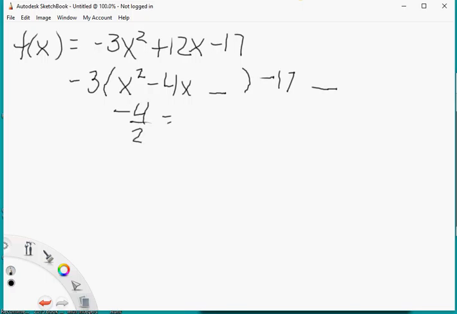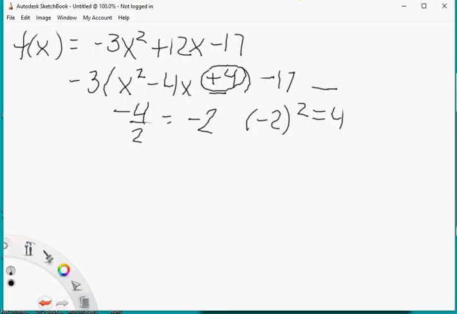And then to figure out what needs to be added to make it a perfect square, we need to add negative 2 squared to both parts of our equation. So we can see we need to add in 4 to both sides of our equation. Okay, but remember, this positive 4 we added in does not just represent 4. There is a negative 3 out in front. So this really represents negative 12.